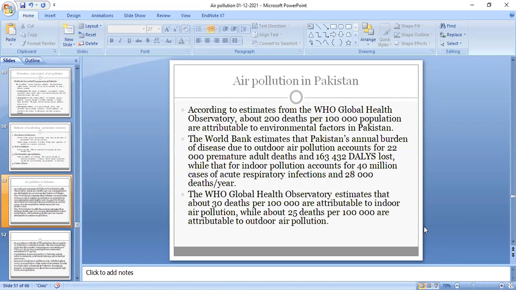1,634,32 daily lives lost, while that of indoor pollution accounts for 40 million cases of acute respiratory tract infections and 28,000 deaths per year. The WHO Global Health Observatory estimates that about 30 deaths per lakh are attributed to indoor air pollution, while about 25 deaths per lakh are attributed to outdoor air pollution.